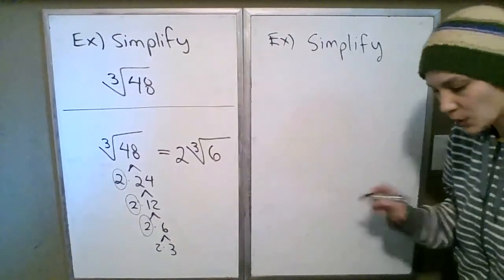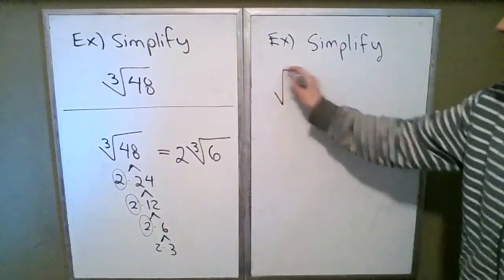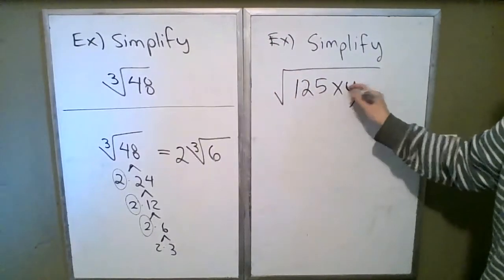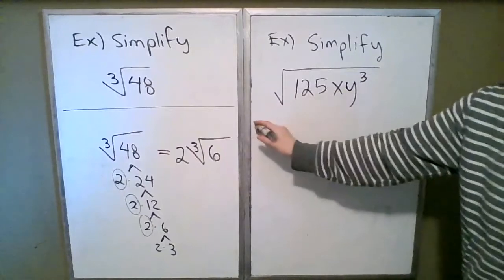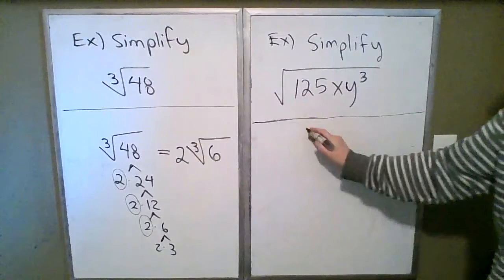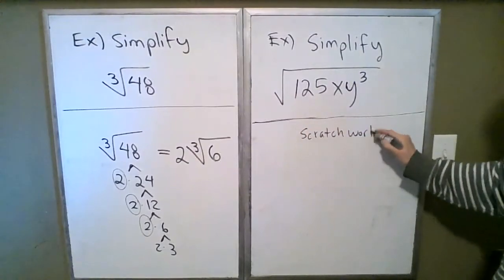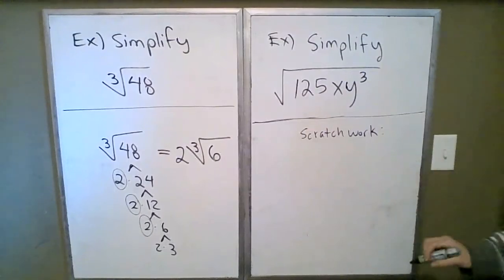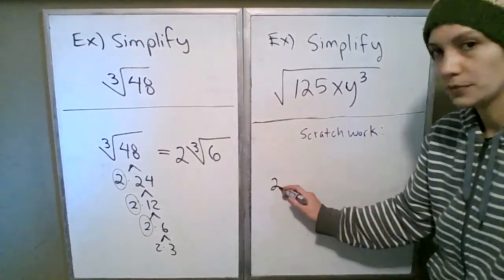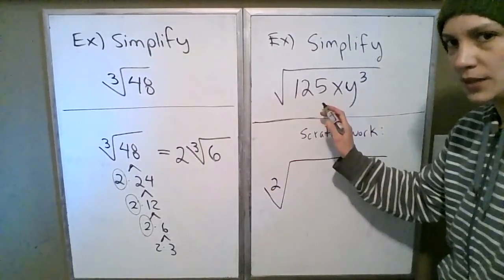This time we have the square root of 125xy cubed. Just to be clear, when there's no index shown on the root, it's a root 2. Put that in that blank space, and I would start to factor 125.